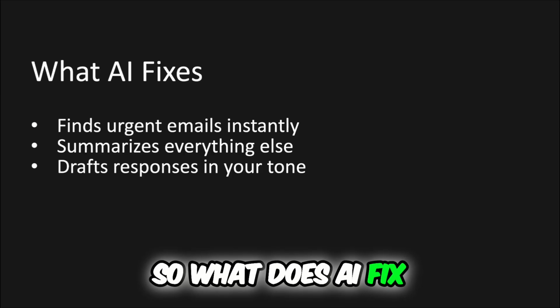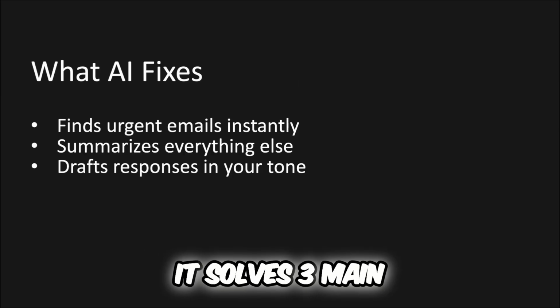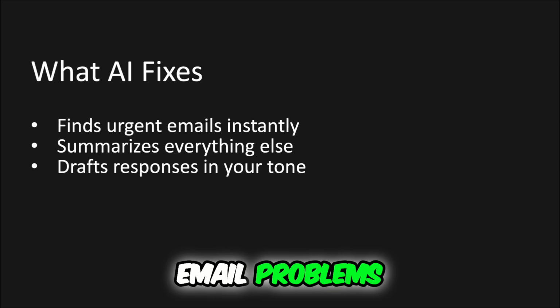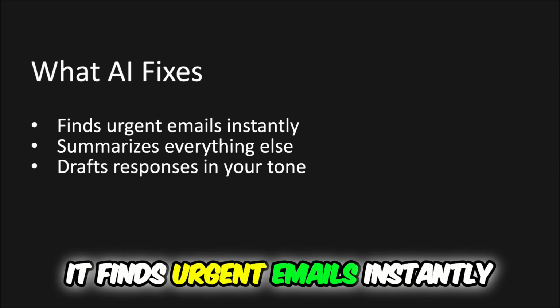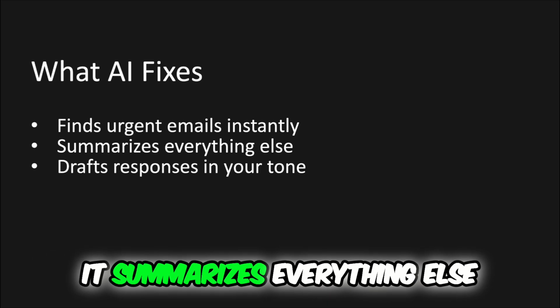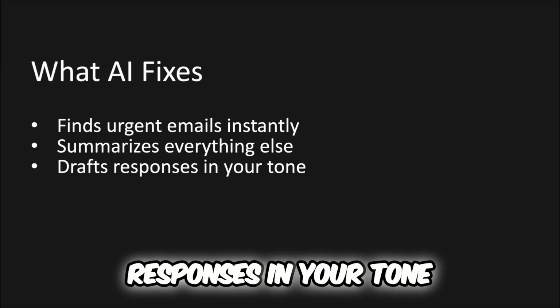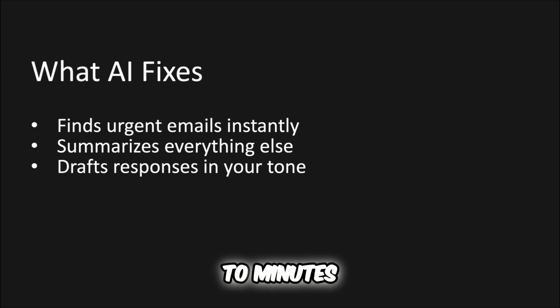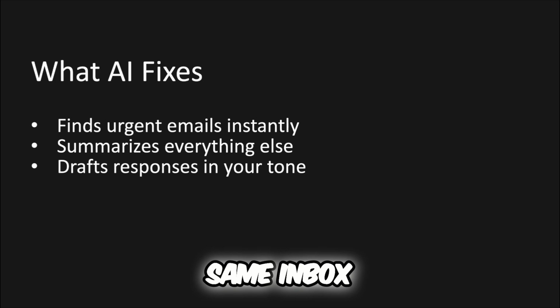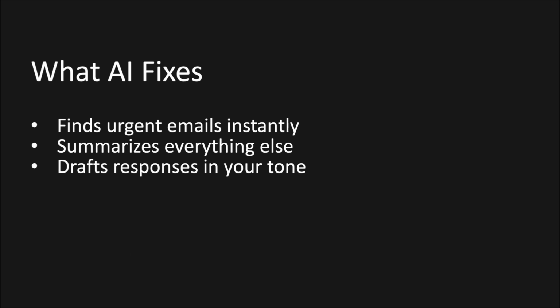So what does AI fix? It solves 3 main email problems. It finds urgent emails instantly, it summarizes everything else, and then it drafts responses in your tone. You go from hours to minutes. Same inbox, different approach.